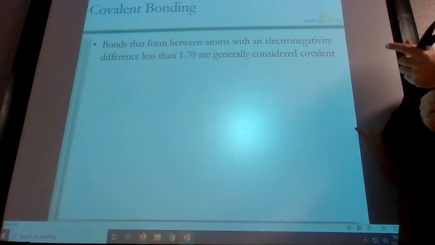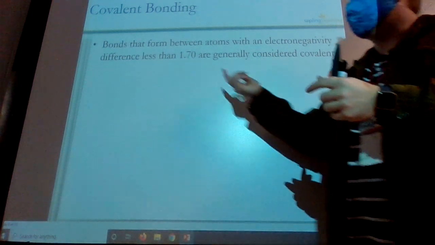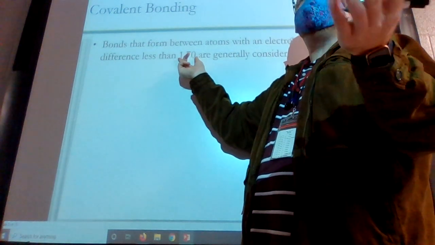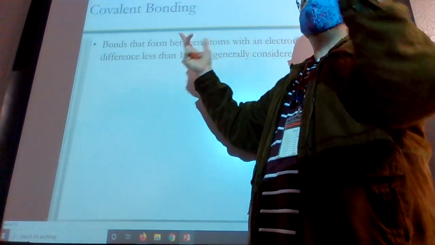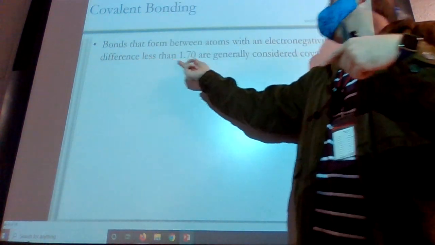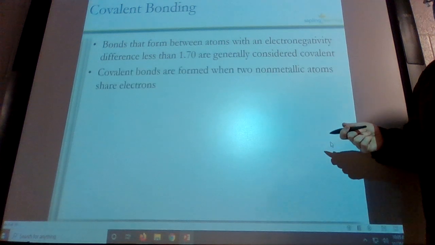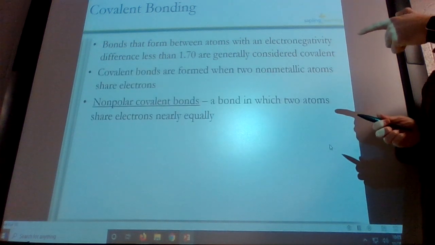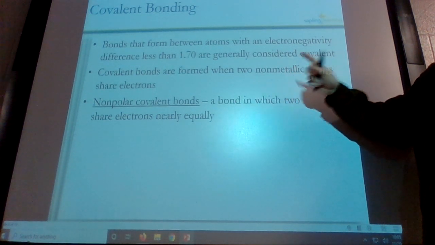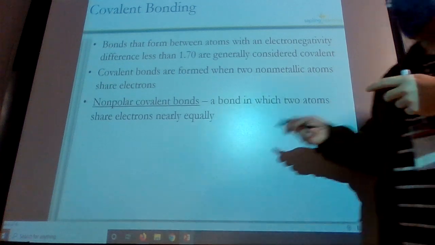So there's a couple of problems on Sapling where you have to do a little bit of plus minus math just to figure out if my difference is 1.7. If it's over 1.7, it's going to be ionic. If it's under 1.7, it'll be covalent. So covalent bonds are formed when 2 nonmetals. Remember, you can also look at the elements. If it's 2 nonmetals, they're going to share electrons, and you're not going to have an electron transfer.